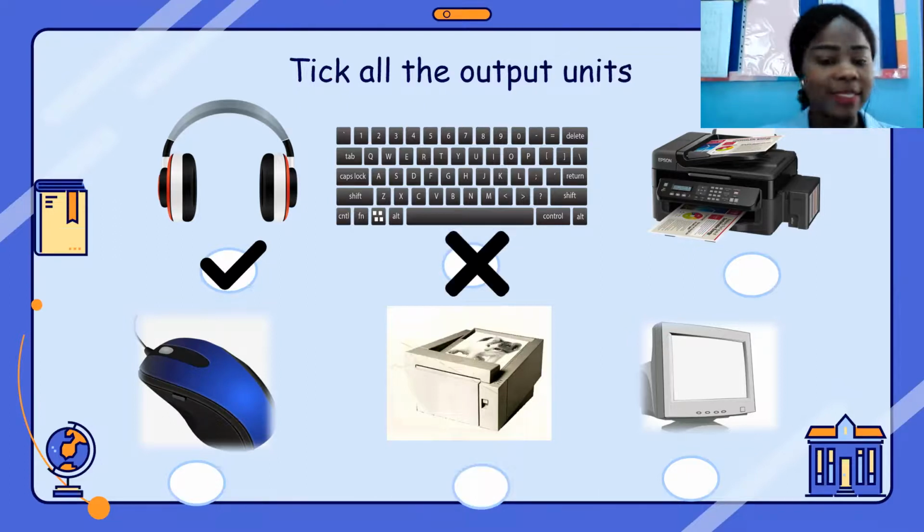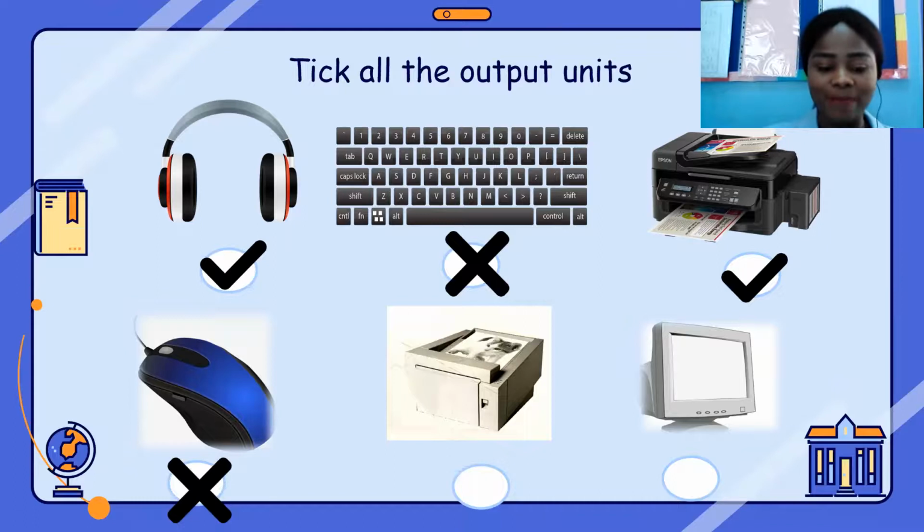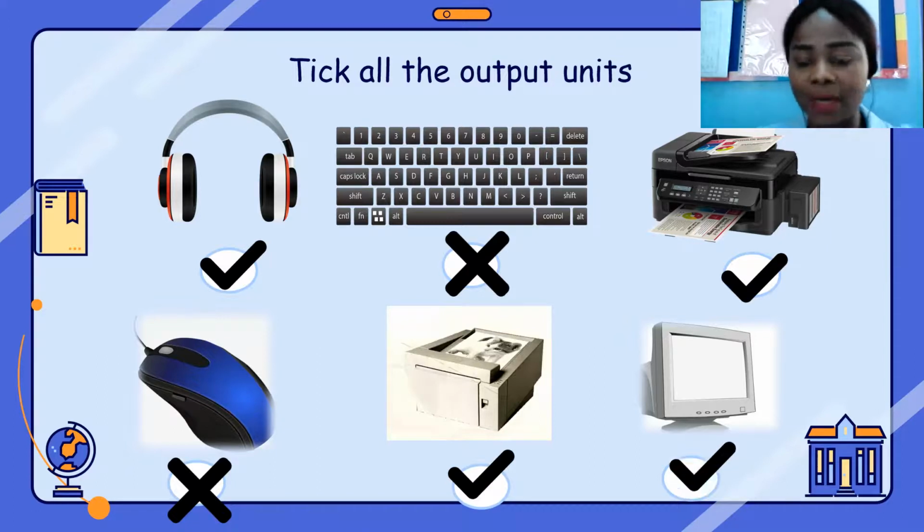The keyboard is not an output unit, it's an input unit. We discussed that last time. Printer, output. Mouse, input. Black and white printer, output. Monitor, output.